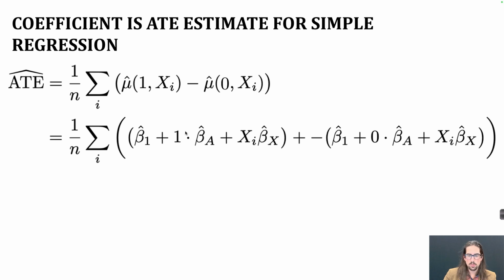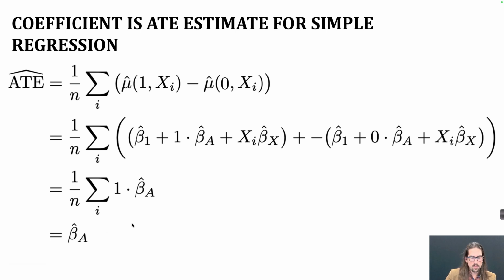So the a is usually multiplied by the coefficient on a, and the x is multiplied by the coefficient on x. So here, since I'm forcing the a to be 1, I'm just going to get a 1 here. And since this one I'm forcing it to be 0, it's going to be a 0. If I take the difference, the beta 1s cancel, the x beta x's cancel, and what we're left with is just this 1 times beta a, and that's just beta hat a, okay? Because if I add up n of these and I divide by n, the sum goes away. And so I'm just left with this.